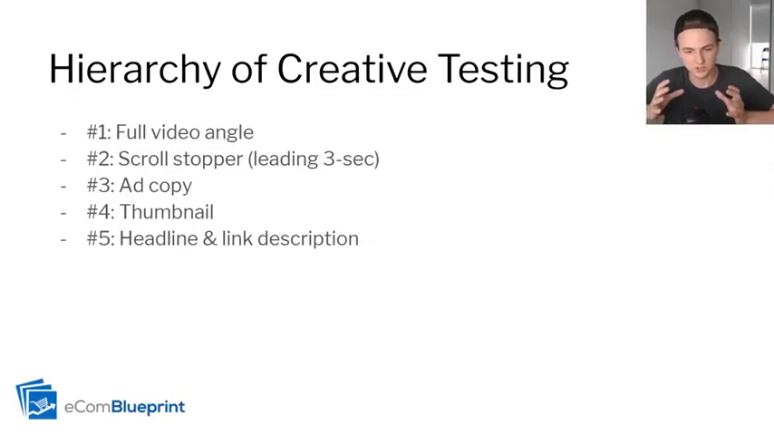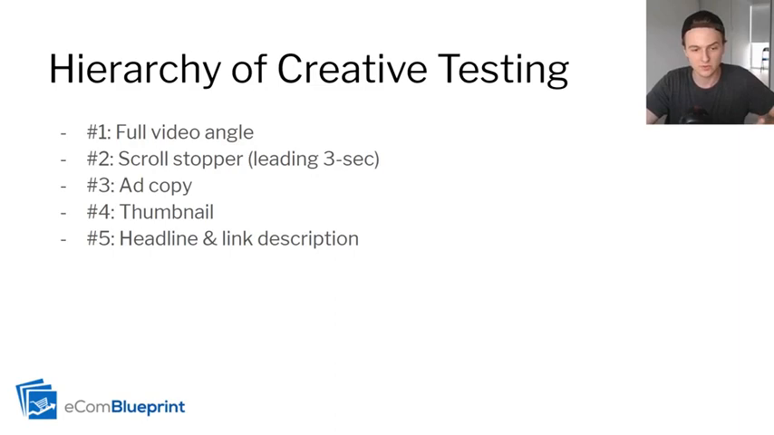So now I just want to quickly show you what my hierarchy of creative testing is. What this means is, what is the most important thing? Like what makes the biggest impact when you test creatives? What can you change that's going to make the biggest impact? And obviously the number one is the full video angle, right? A completely new video with a different angle or different approach to selling your product, that's going to make the biggest difference by far.